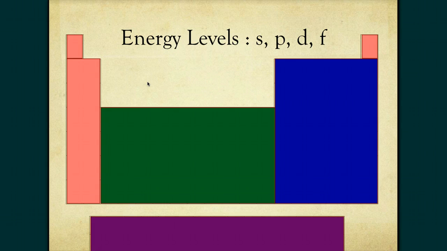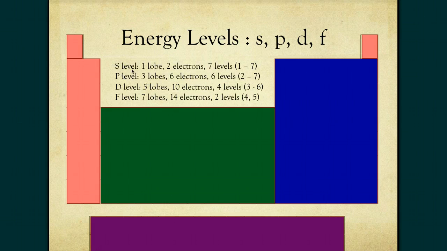So let's look at how we're going to characterize our levels. So S level, it has 1 lobe or 1 dumbbell, if you will. It's actually not a dumbbell. S is just a sphere. So it's 1 sphere, and it can hold 2 electrons, and S level belongs to 7 energy levels. So it goes from 1 to 7. We have 1S, 2S, 3S, 4S, 5S, 6S, and 7S.